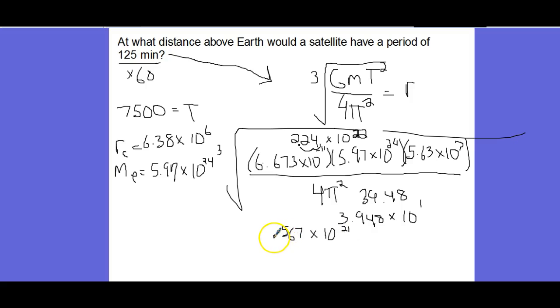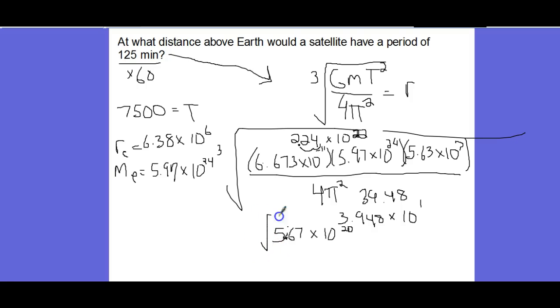And then I have to make this one into a number between 1 and 10. So then I move it. I make this one bigger by 1, so I make this one smaller by 1. And it becomes 5.67. That's kind of an easy way. You don't have to go crazy with your calculator.